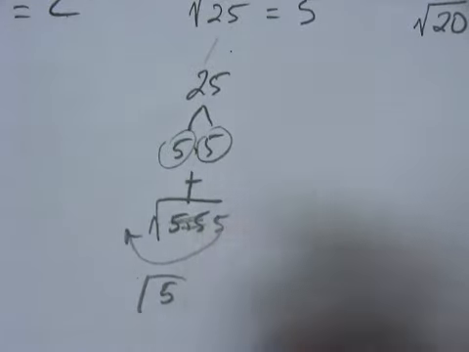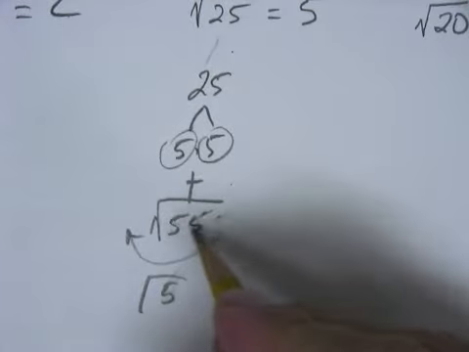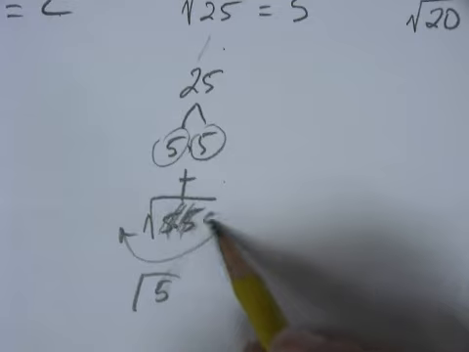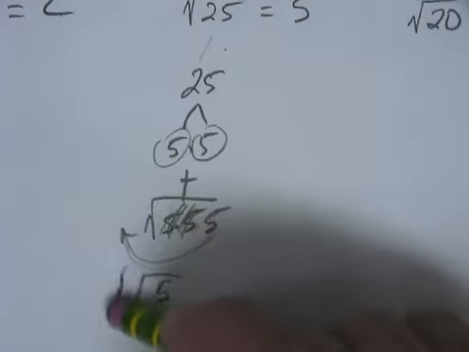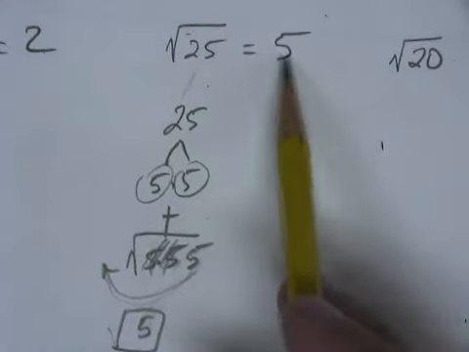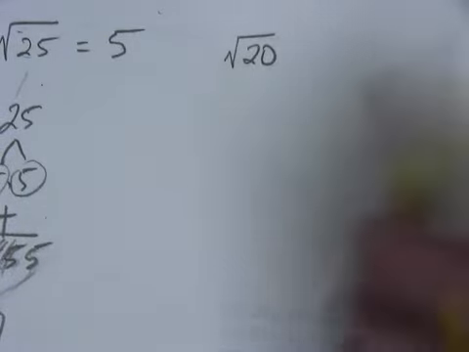The two 5s go inside the chapel. The pastor marries them. When they marry, the two become one 5, and that 5 leaves the chapel, and then we have 5 as the answer. And we know that the square root of 25 is 5. Okay, let's do one a little more complicated. Let's do square root of 20.